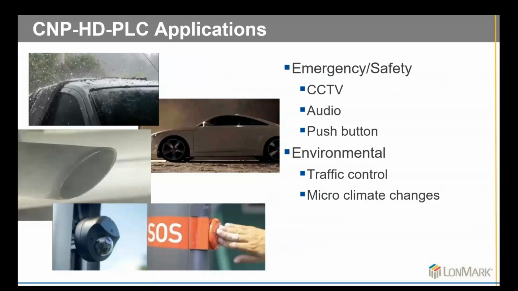Okay, emergency safety, it is maybe CCTV, therefore you need the Ethernet. It can be audio, it can be a push button like an SOS. We can do traffic control, and an interesting one is microclimate changes. You see the hailstorm on top of the car there, so you want to put it maybe into the garage when you see that there's a hailstorm approaching. Weather becomes worse. We know that due to the climate change, we have a very high number of local microclimate effects here in Germany, and I'm pretty sure you have the same issue in the US and all over the world.